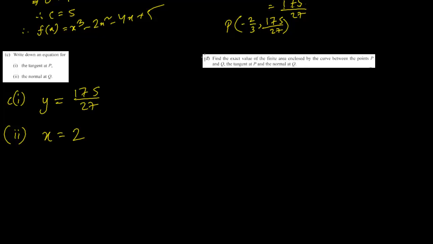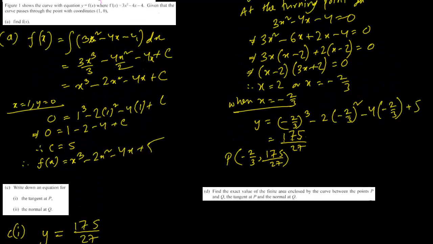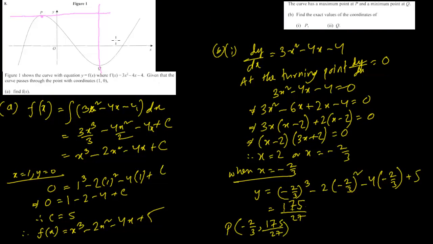So these are the values. Next, question number D. We have to find the area between the curve, the points P and Q, the tangent at P, and the normal at Q. So let's see what the equation is going to be. This is the region we are looking for.